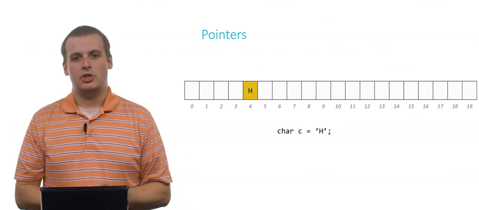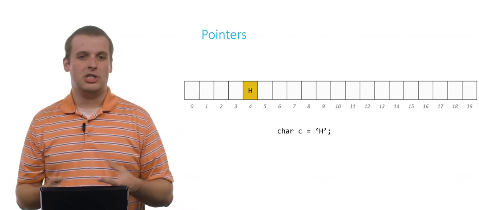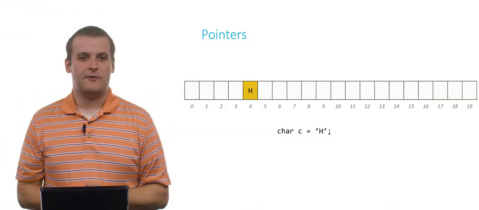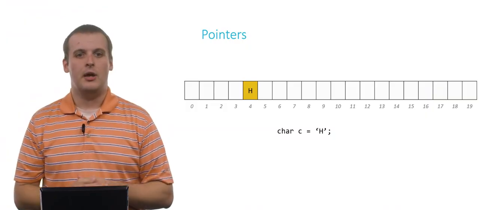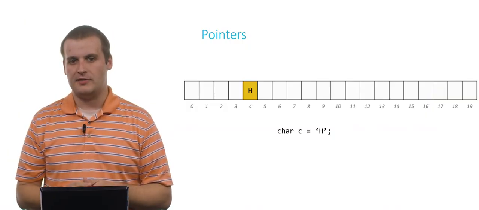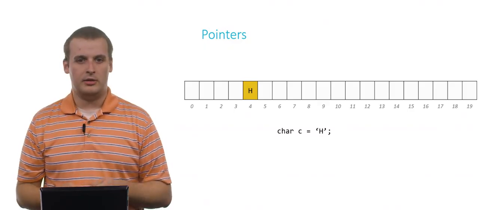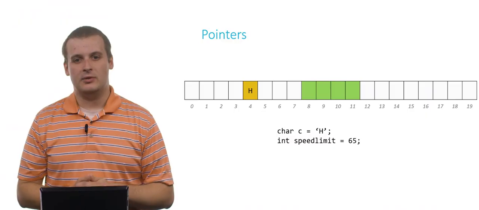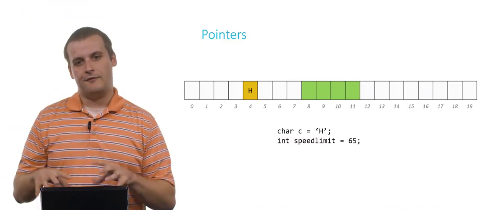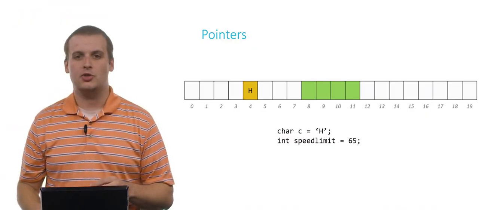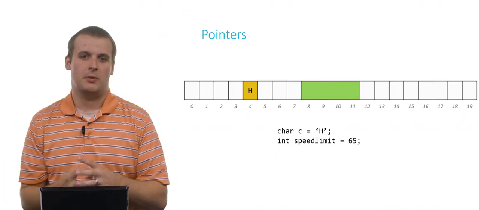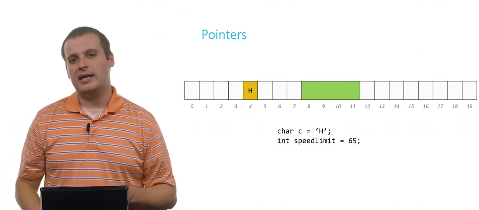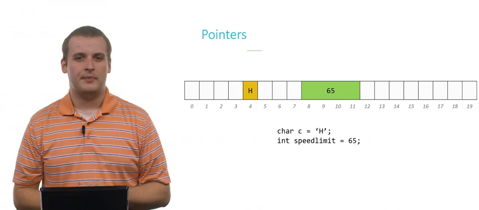So I might say char c equals capital H. And what's going to happen? Well, the system is going to set aside for me 1 byte. In this case, it chose byte number 4, the byte at address 4. And it's going to store the letter capital H in there for me. If I then say int speed_limit equals 65, it's going to set aside 4 bytes of memory for me. And it's going to treat those 4 bytes as a single unit because what we're working with is an integer here. And it's going to store 65 in there.